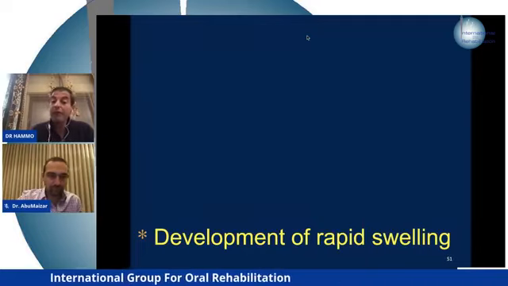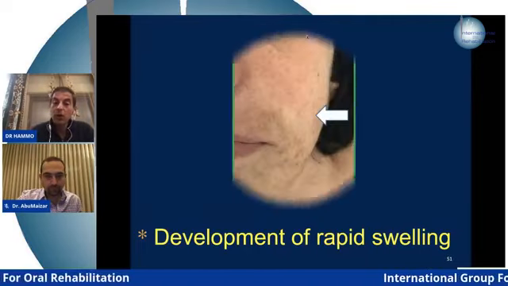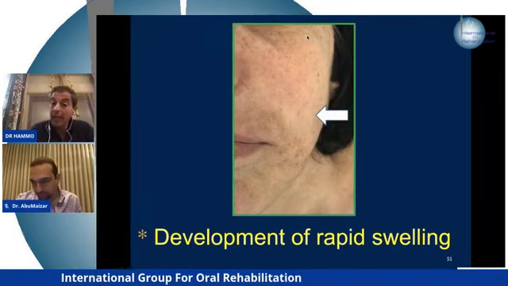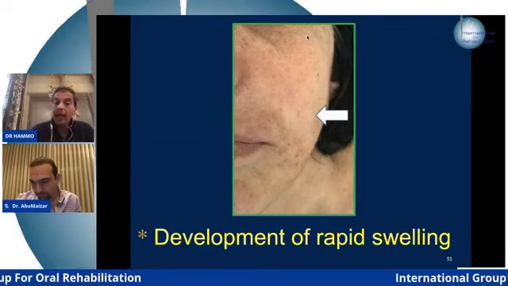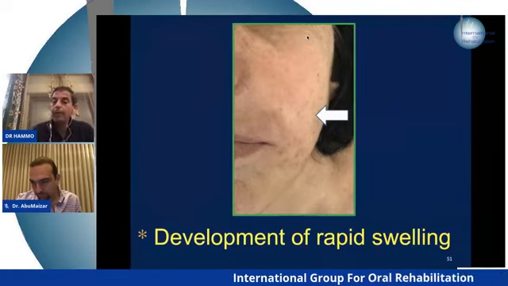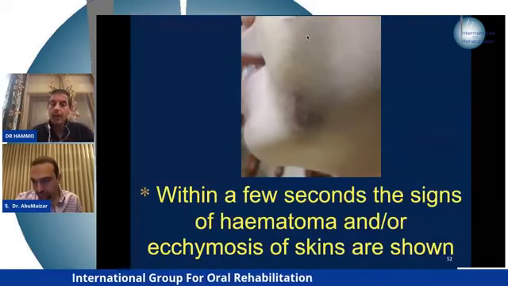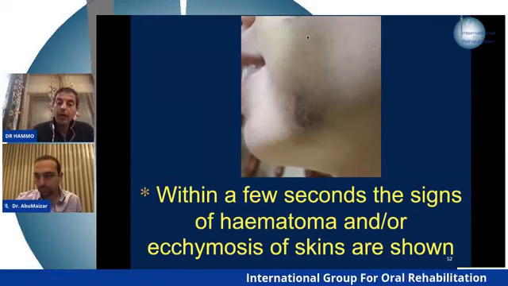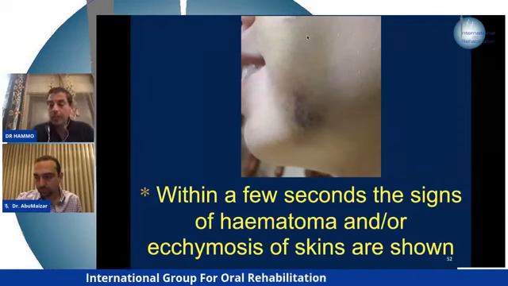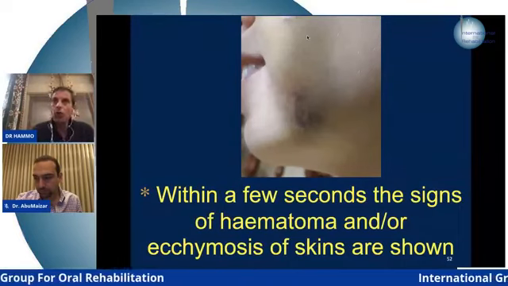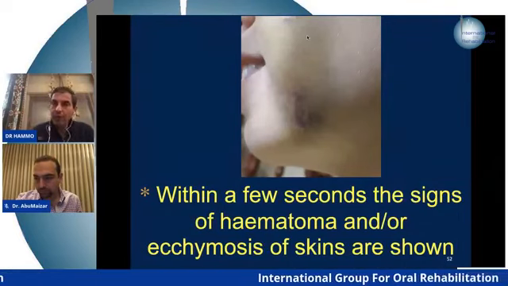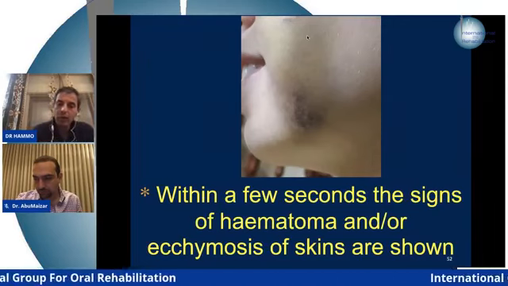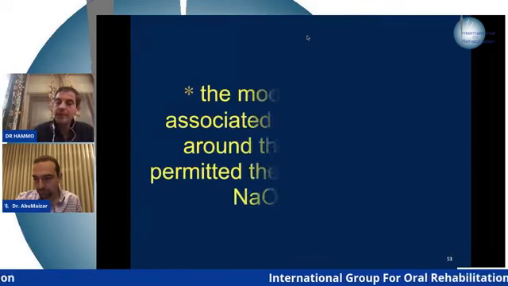Another thing that might happen is development of rapid swelling. So you will notice there might be a swelling at the cheek of the patient or at the area where you are irrigating. Within a few seconds, the signs of hematoma or ecchymosis of skin are shown. And remember, not all those signs always occur, but if one of them occurs, bear in mind, you might have an accident. So hematoma and or ecchymosis of the skin.